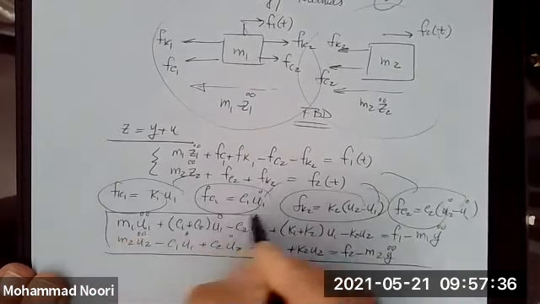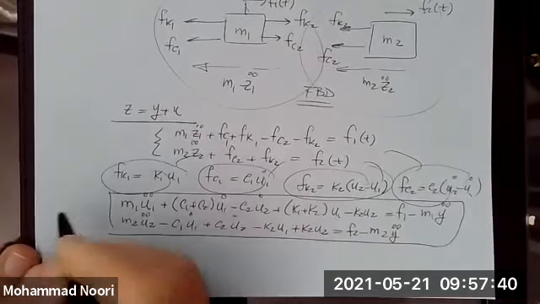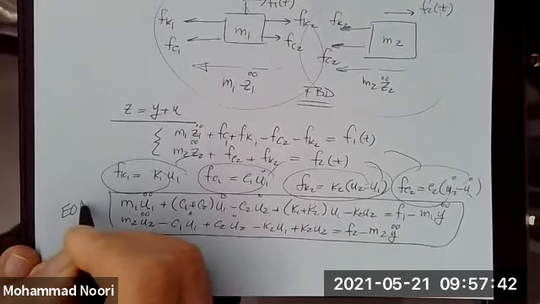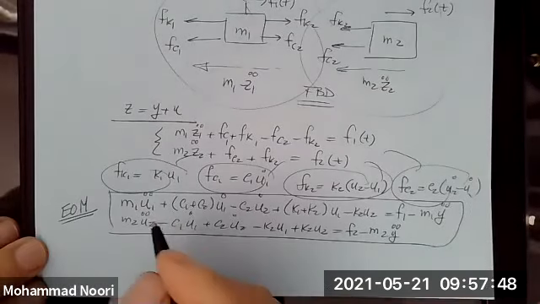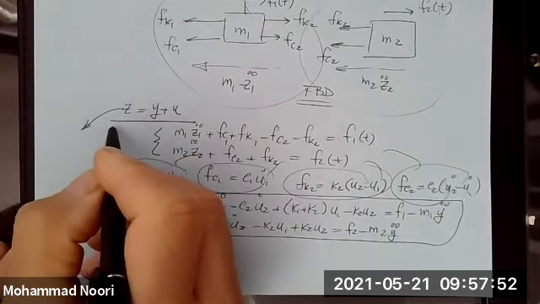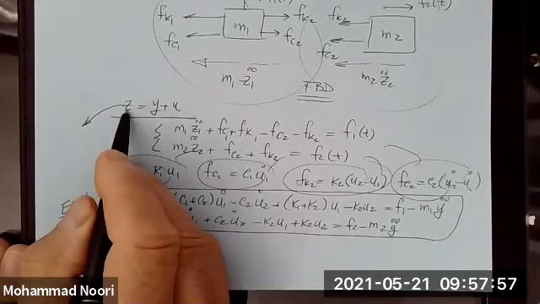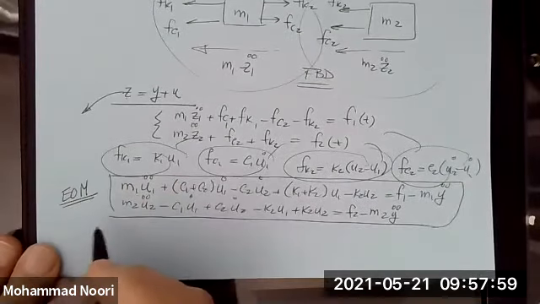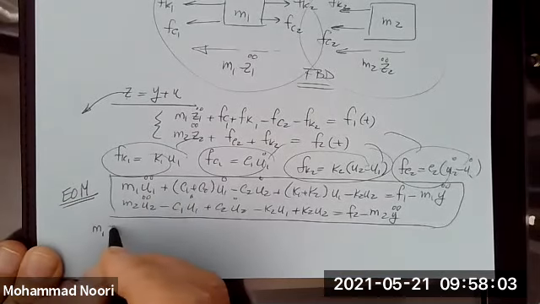So you end up with these two differential equations, which are the equations of motion describing the motion of these masses. If you want, you can express these equations in terms of the absolute displacement. And if you do that, your equations would look like this.